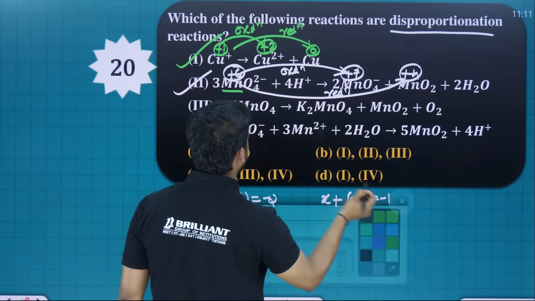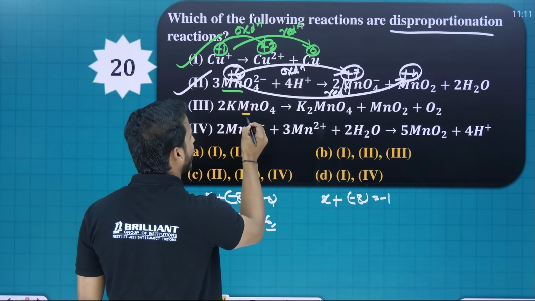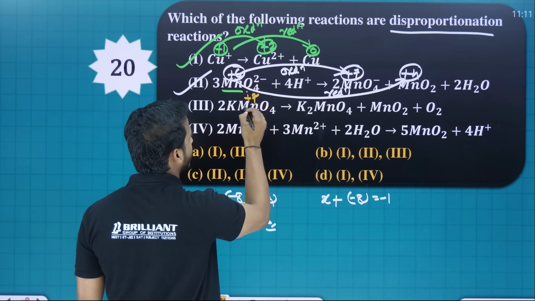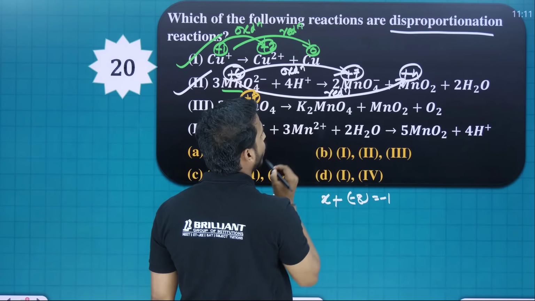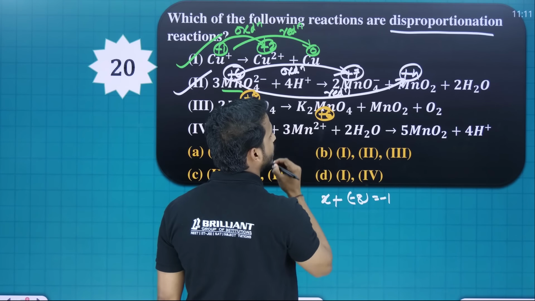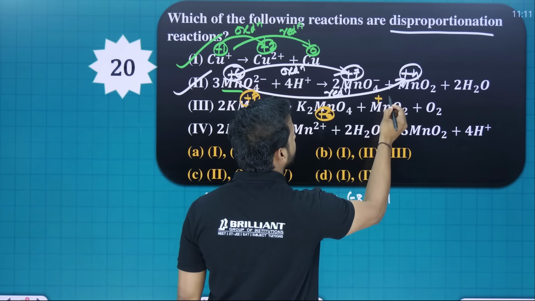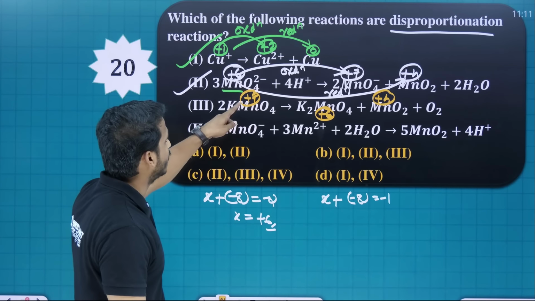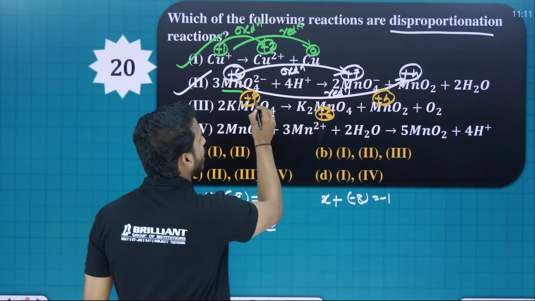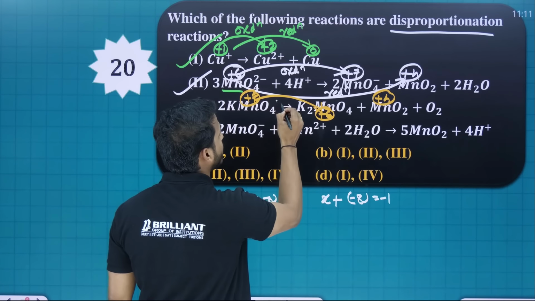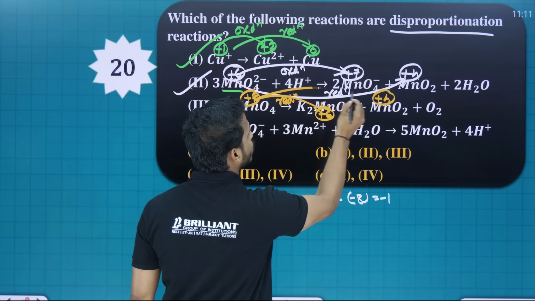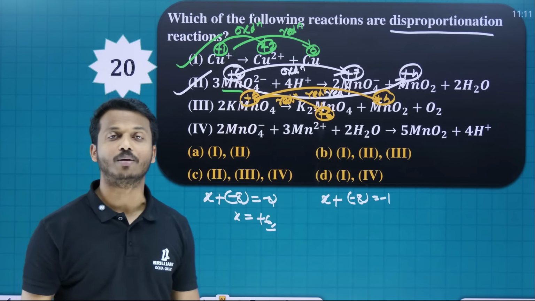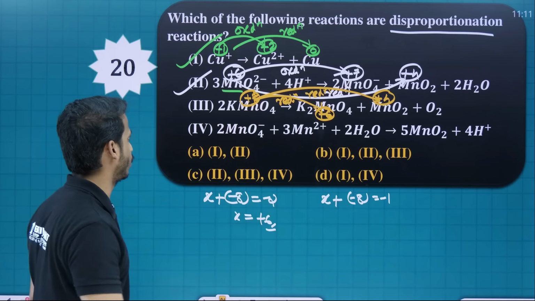What about this case, KMnO4? In KMnO4, manganese is in the +7 oxidation state. In K2MnO4, you calculate Mn will be in the +6 state. In MnO2 it will be in the +4 state. So here you just analyze: +7 converted to +6 is a decrease, which means reduction. +7 converted to +4 is also a decrease, reduction. That is not both oxidation and reduction. Both are reduction, so it is not disproportionation.